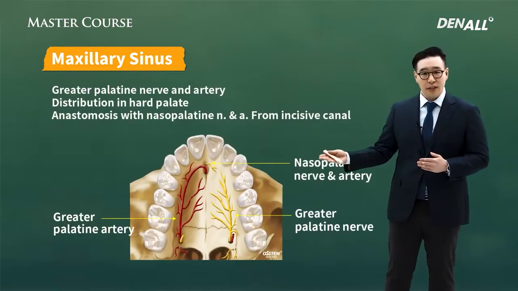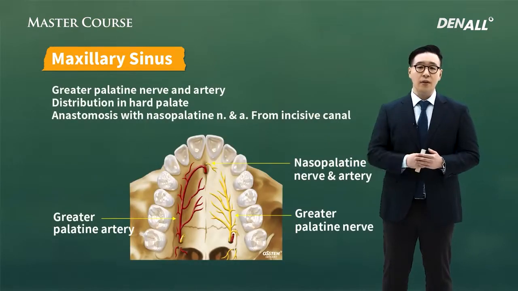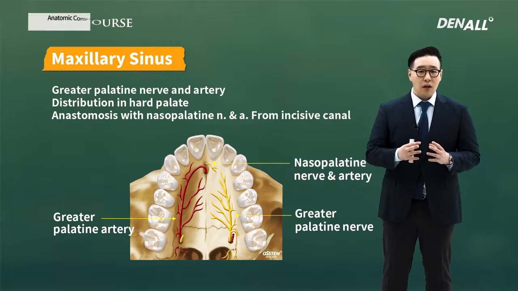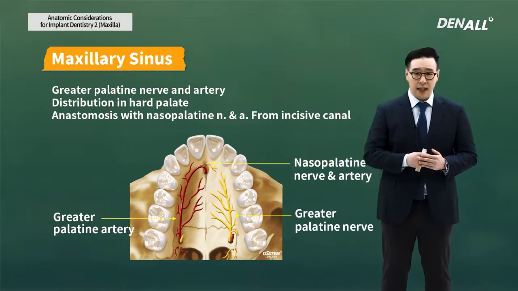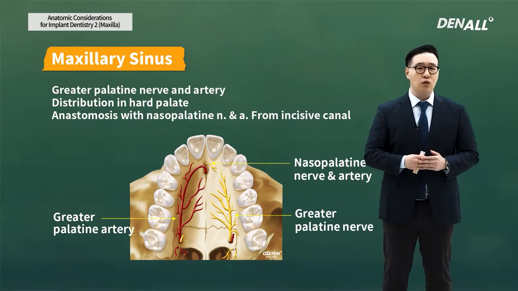Lastly, on the palatal side, in the incisive canal, blood flow and nerve have an anastomosis, especially for soft tissue grafting. Connective tissue needs to be harvested on the palatal side. You need to have anatomical knowledge.